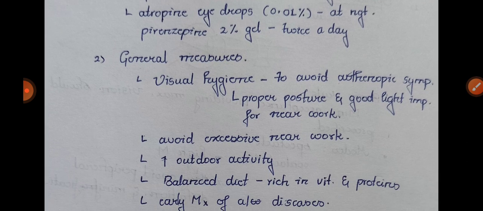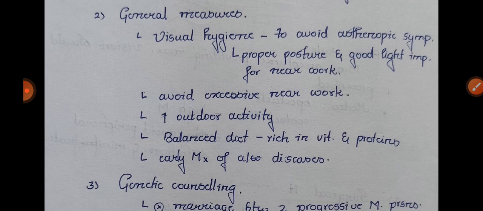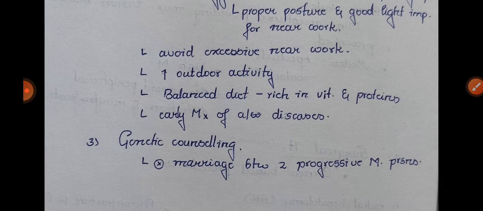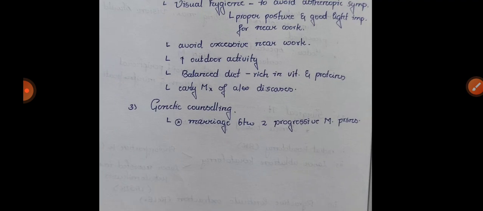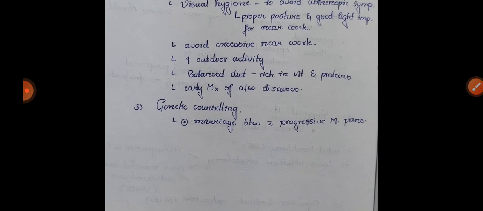General measures are to maintain visual hygiene to avoid asthenopic symptoms. Proper posture and good light are important for near work. Avoid excessive use of near work. Increase outdoor activity. Balanced diet rich in vitamins and proteins. Early management of the disease. Genetic counseling: avoid marriages between two progressive myopic persons. If two people have myopia, avoid marriage between them. So when you are trying to impress a girl, if you have glasses, impress the one who doesn't have glasses.